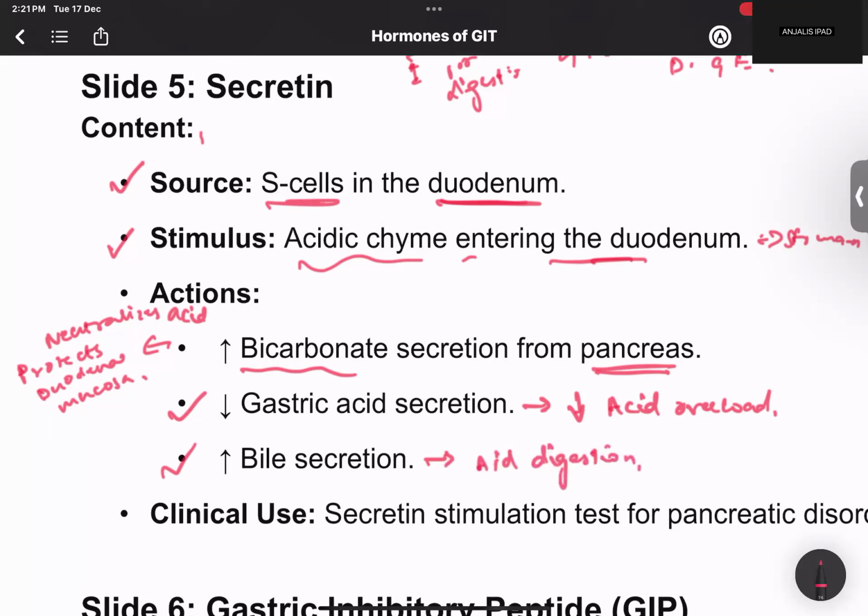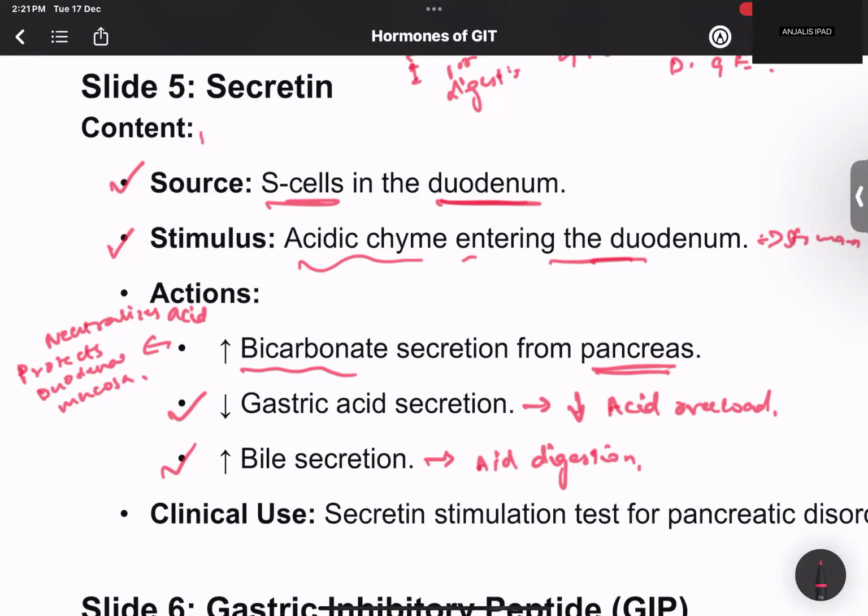So now what about secretin? What are the key actions? There are 3 key actions. The first one is stimulating bicarbonate secretion from the pancreas, which helps in neutralizing the acid and protecting the duodenal mucosa. The second one is inhibiting gastric acid secretion to reduce acid overload. The third one is stimulating bile secretion to aid digestion.